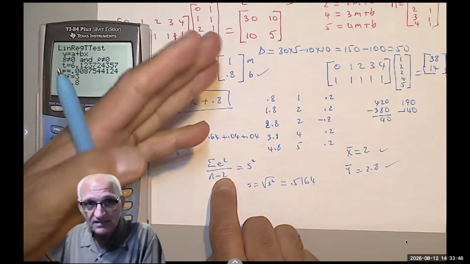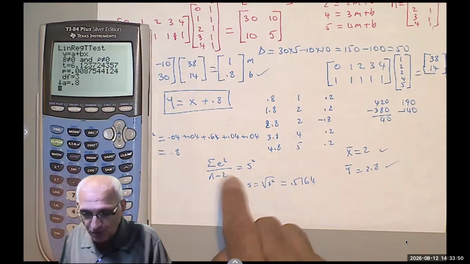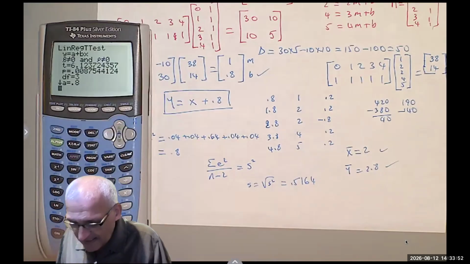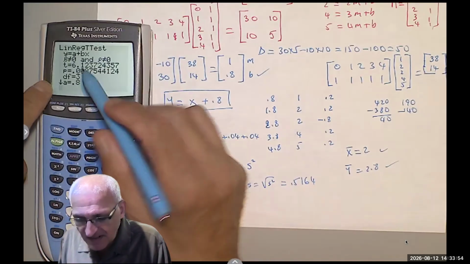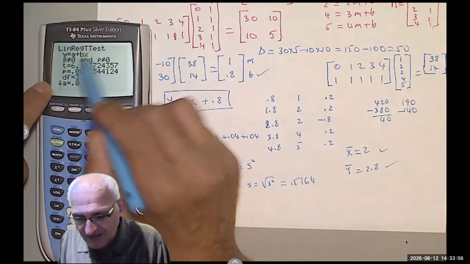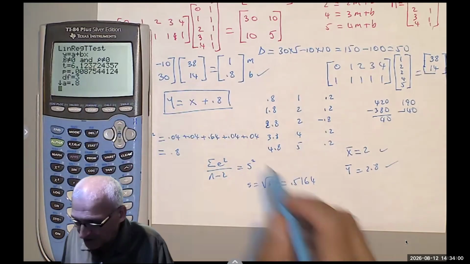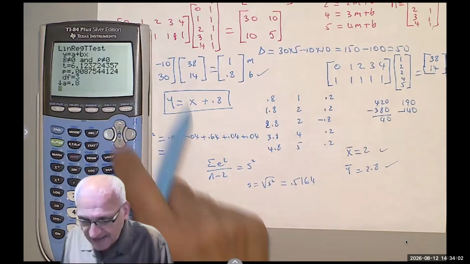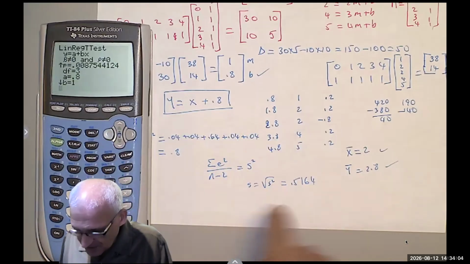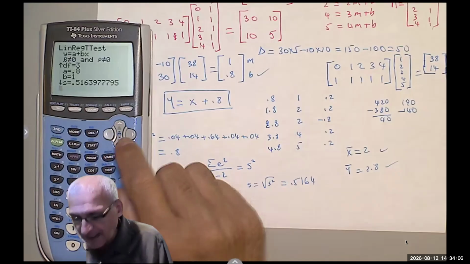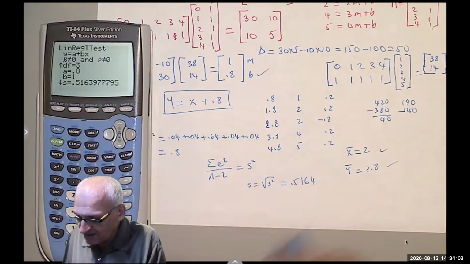Degrees of freedom in that straight line is the number of data points minus 2. Again, A is 0.8 because here it says A plus BX. So this is the y-intercept, and that's the slope, so they are inverted here. You get the 0.8 first and then the 1. But go to the S. Hopefully we didn't make an error. Yeah, 0.51639.